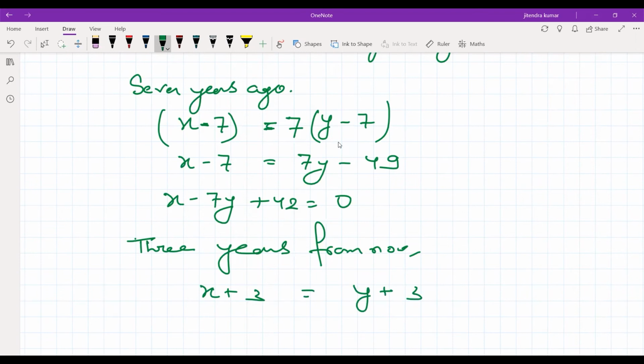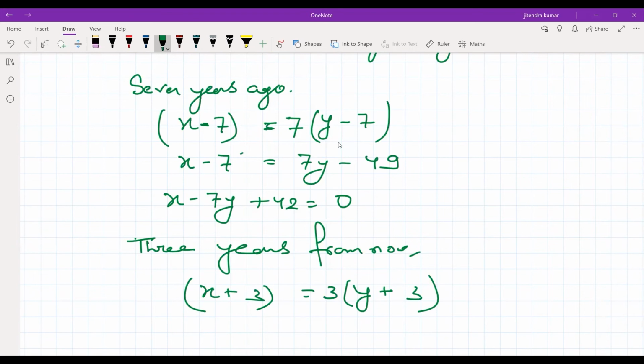Sir, x plus 3, how? 49 will come this side, right? So 49 minus 7, that will be equal to 42, right?